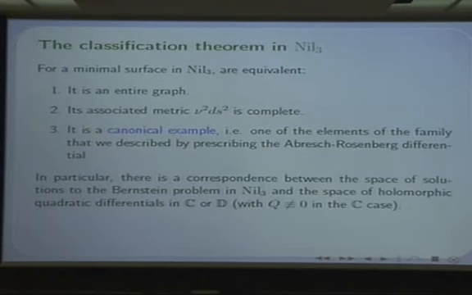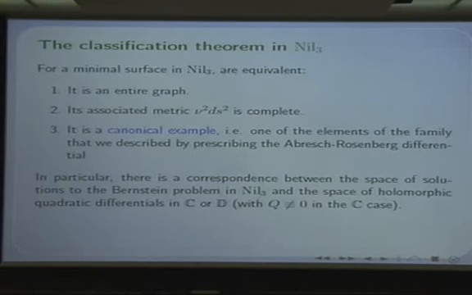three equivalent statements. It is an entire graph. Its associated metric, given by the induced metric multiplied by the angle function squared, is complete. And the third one is that it is a canonical example. That is one of the elements of the family that we describe in terms of quadratic differentials.